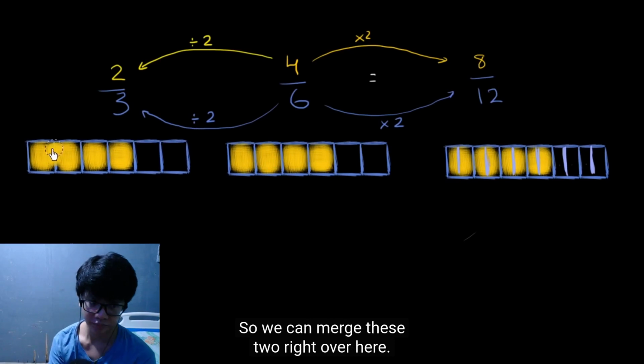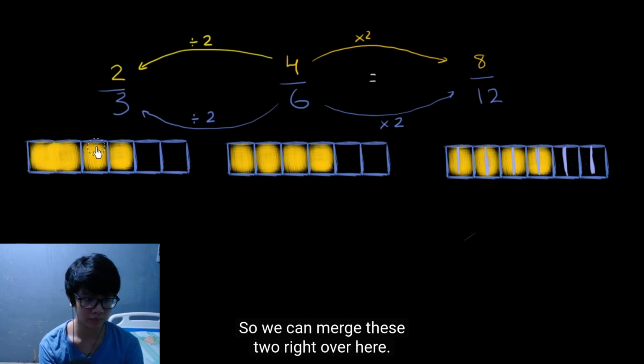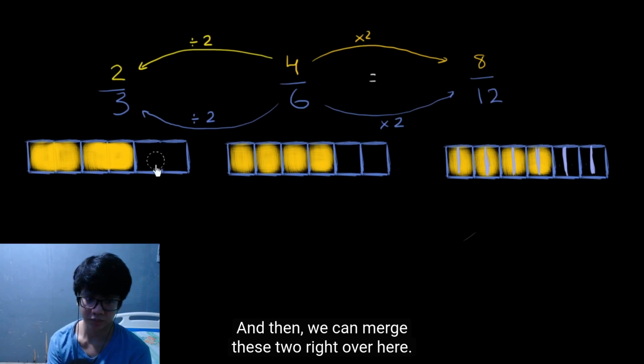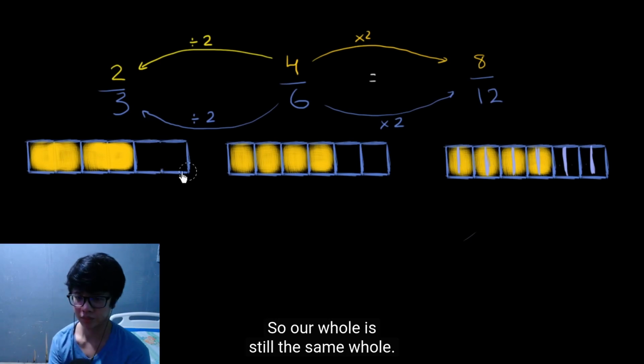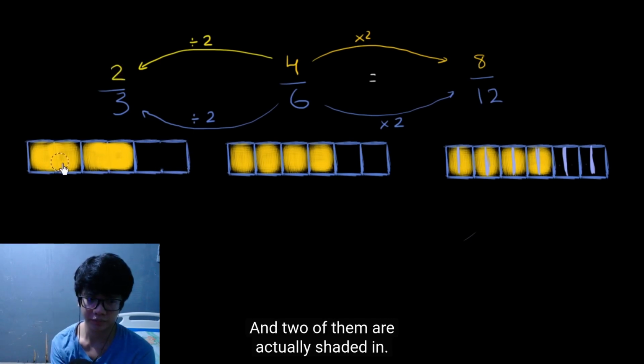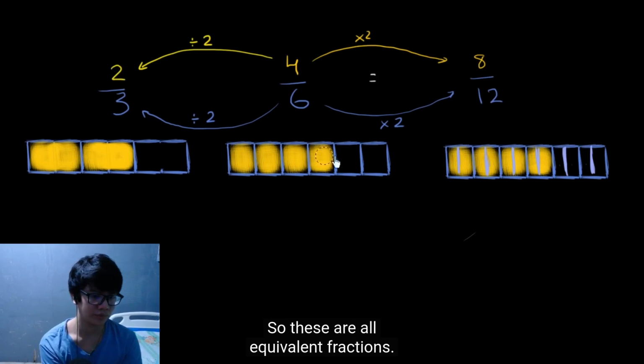So we can merge these two right over here, and we can merge these two right over here, and then we can merge these two right over here. So our whole is still the same whole, but now we only have 3 equal sections, and 2 of them are actually shaded in. So these are all equivalent fractions.